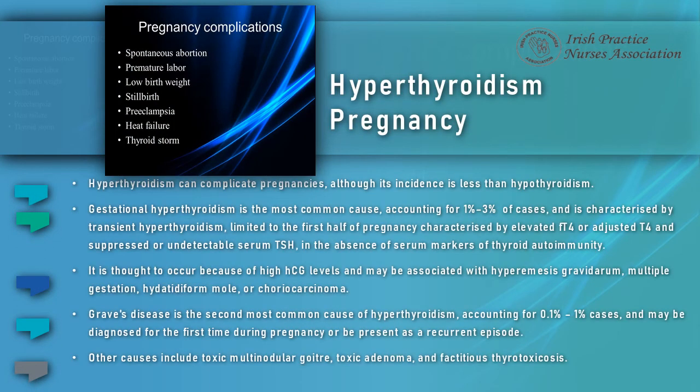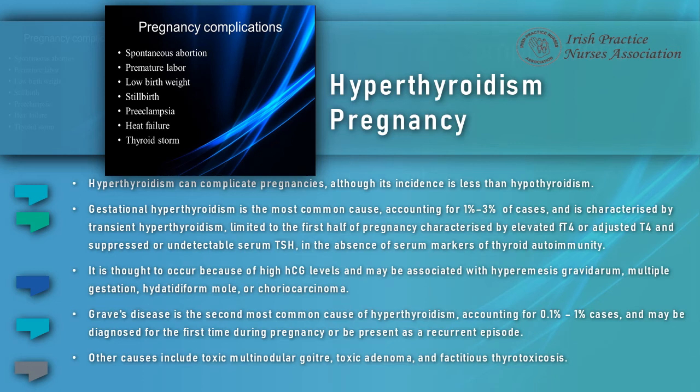Hyperthyroidism can complicate pregnancies, although its incidence is less than hypothyroidism. Gestational hyperthyroidism is the most common cause, accounting for 1 to 3% of cases, and is characterized by transient hyperthyroidism limited to the first half of pregnancy, characterized by elevated FT4 or adjusted T4 and suppressed or undetectable serum thyroid stimulating hormone in the absence of serum markers of thyroid autoimmunity.